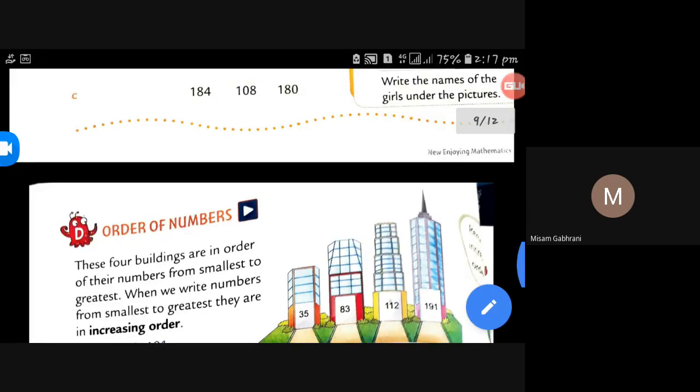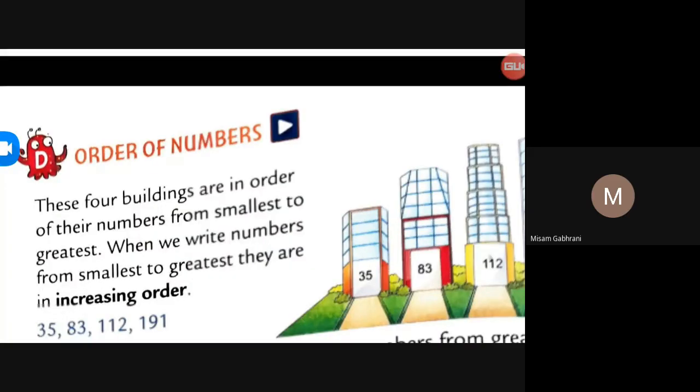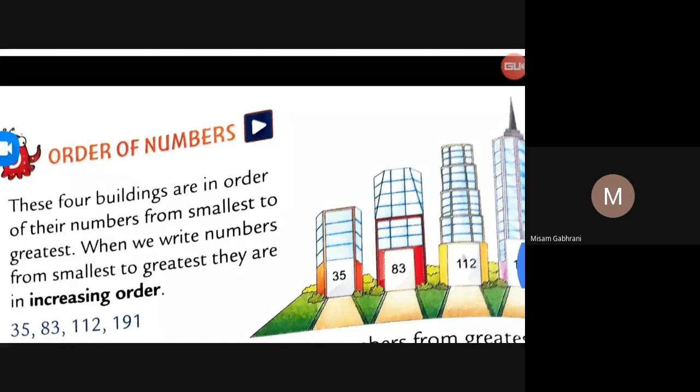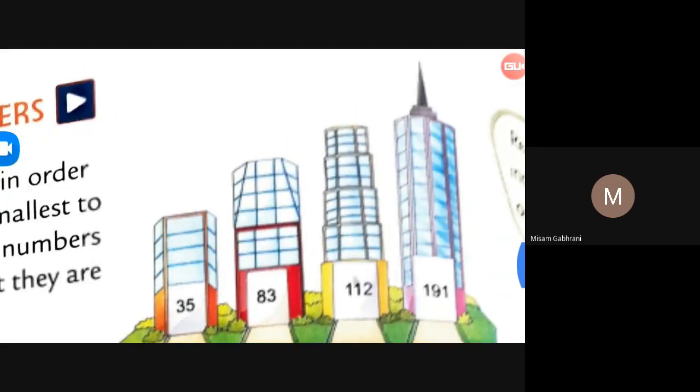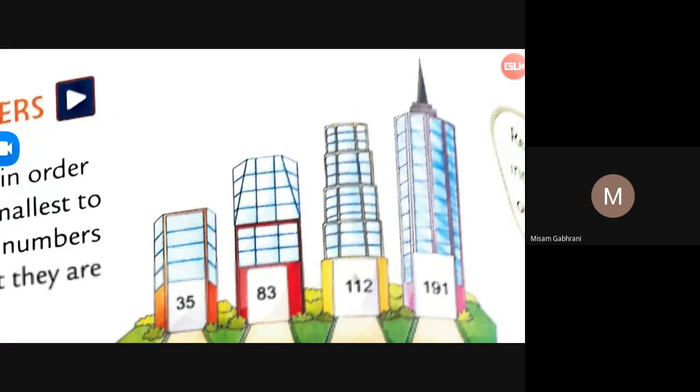Order of numbers. What does order mean? We had done this in the previous lecture, right? What is ordering of numbers? See, here is also one example. You can see this. On my screen, see, there is a number on each building. But what does it mean?